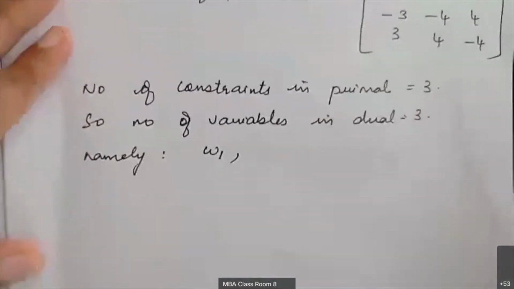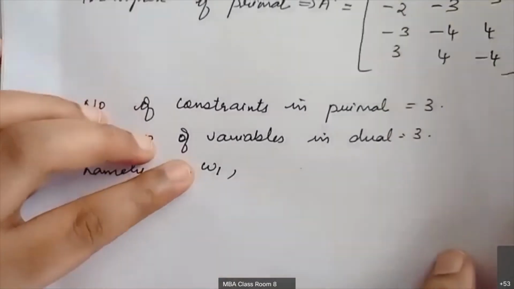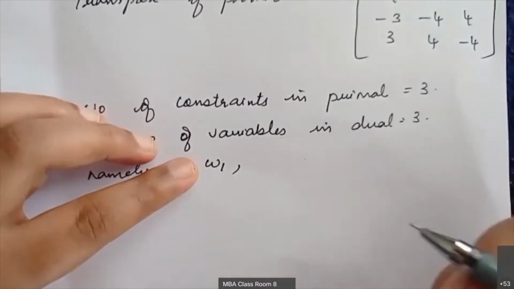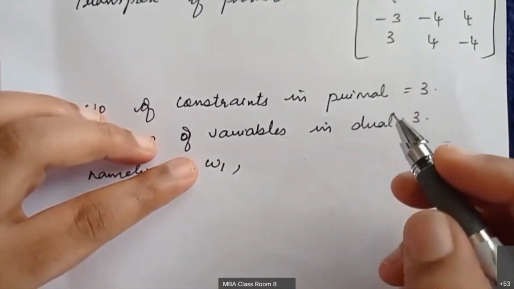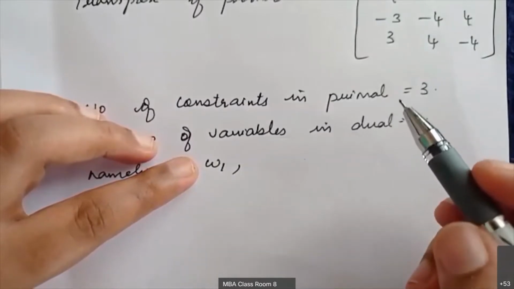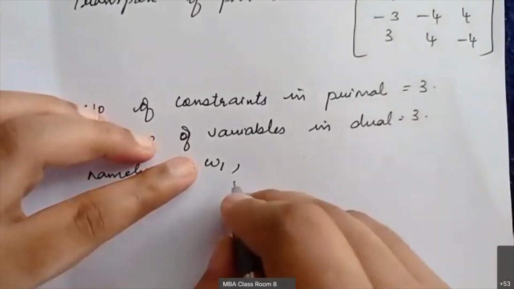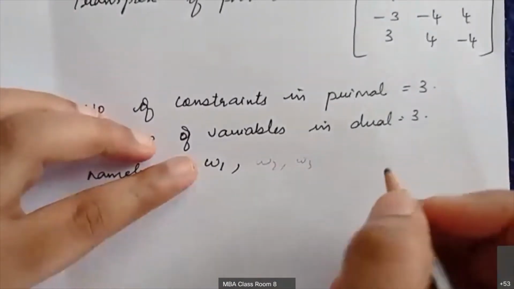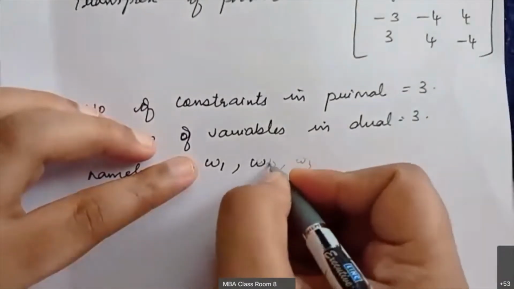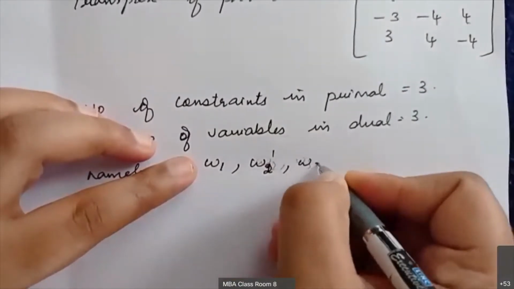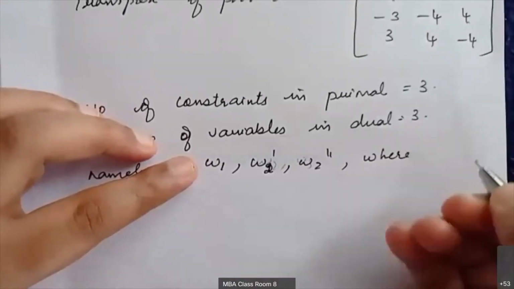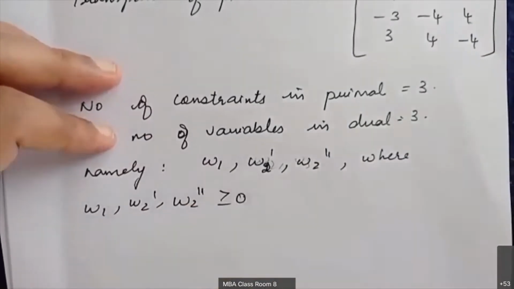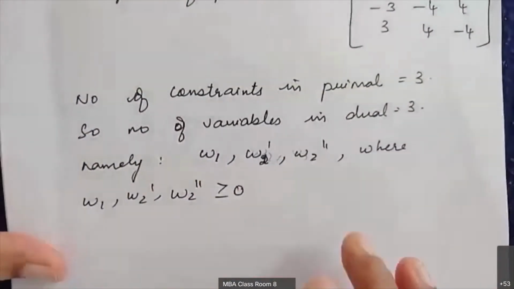So here I have W1, comma, because the second constraint in our initial LPP gave us 2 constraints, right? Because of that equal to sign, we got 2 constraints from the single one, because we need to convert it into canonical form. So in the dual, we will not write it as W2 and W3. Instead, we will write W2 dash, comma, W2 double dash, where W1, W2 dash, W2 double dash are greater than or equal to 0. Now we have all the things for writing the dual.